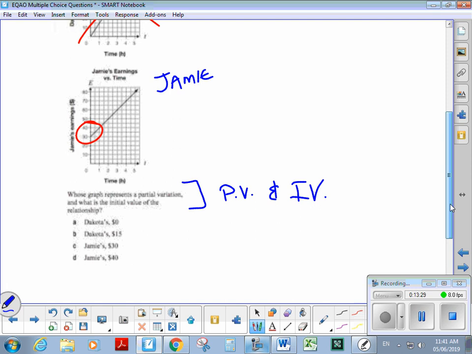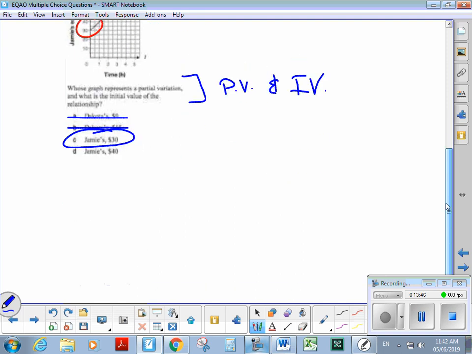So in the multiple choice, Dakota is taken out immediately. We were looking for Jamie, and it's at the $30. So the answer is C. A little tricky to see that, but the initial value is 30, and that is for Jamie. All right. Next one.